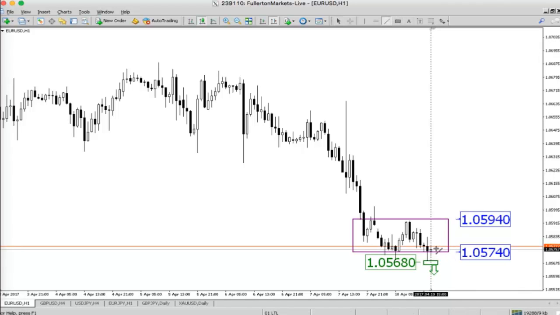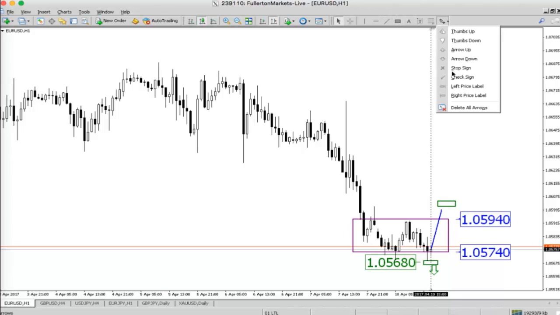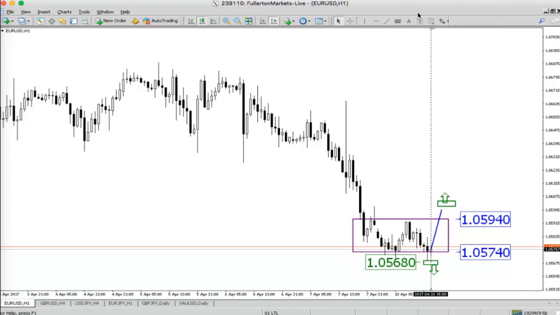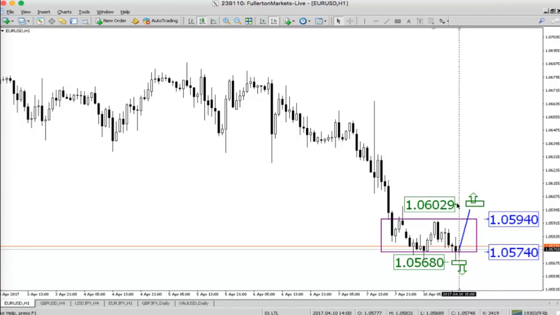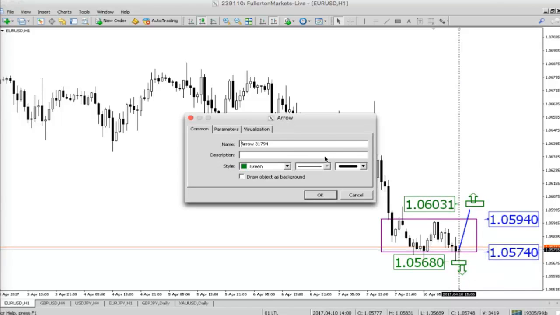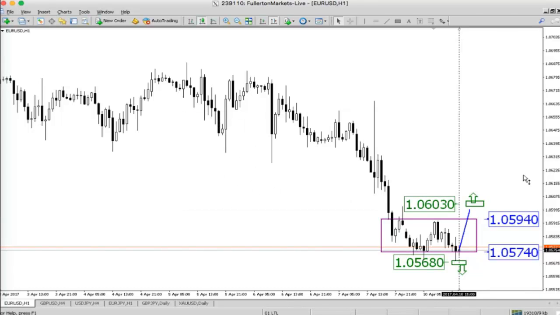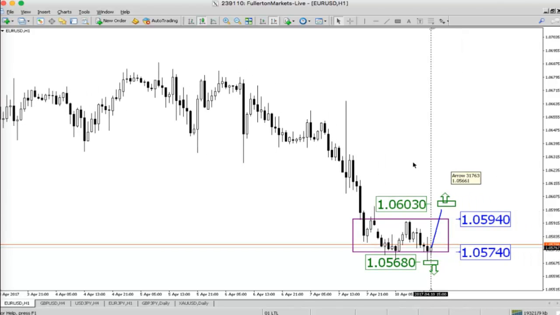Of course, the other possibility is if the price retraces all the way up over here, for whatever reason, that would be my criteria to go long if it closes above 1.0594. Maybe around 1.0603. If it closes at 1.0603 or higher, that would be my criteria to go long.